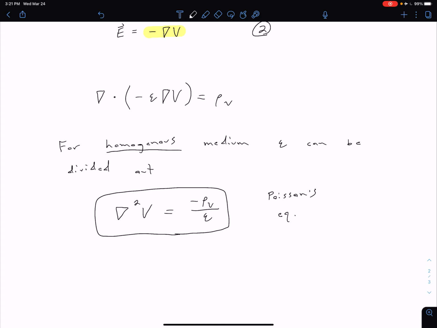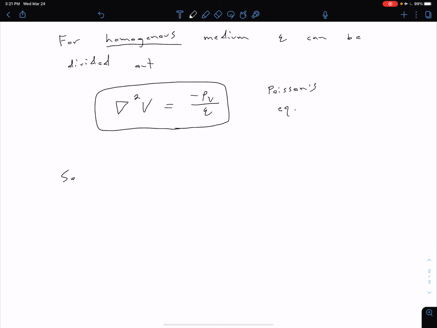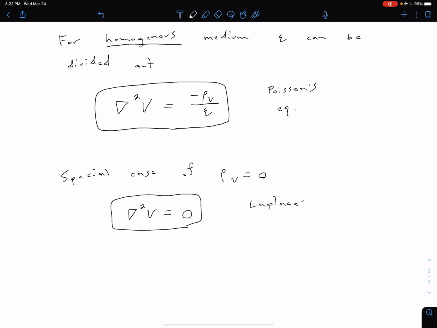So now a special case of this would be in a charge-free region. So let's say we have the special case of a charge-free region, which means our volume charge density is just going to be 0. And so then we can see that our Laplacian of V is just going to be equal to 0. And so this is going to be our Laplace's equation.